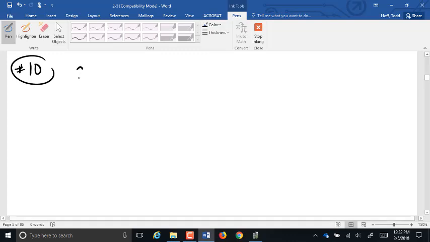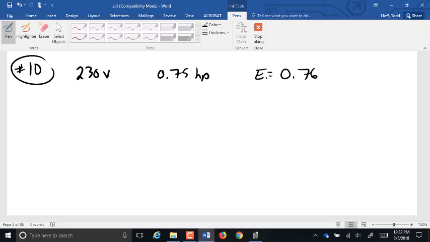230 volts, 0.75 horsepower. Motor has an efficiency of 0.76. Determine the motor's output power in kilowatts. Well, the 0.75 horsepower is its output.